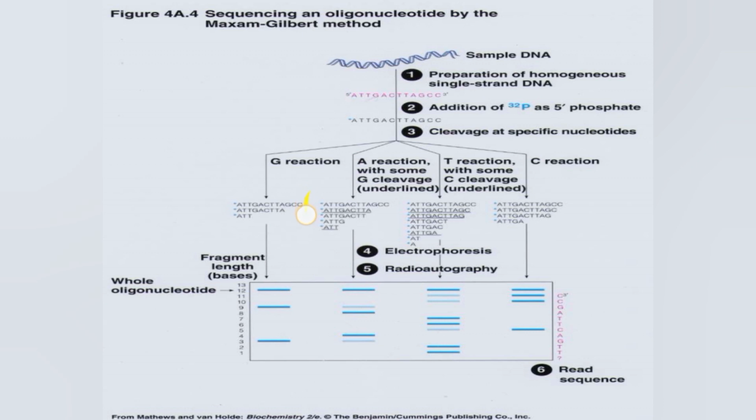After cleavage, we undergo the process of electrophoresis. After electrophoresis, we move on to the process of radioautography, where the fragments can be aligned according to length. These are the whole oligonucleotides, and these are the read sequence. So that is the process of sequencing an oligonucleotide by the Maxam-Gilbert method.